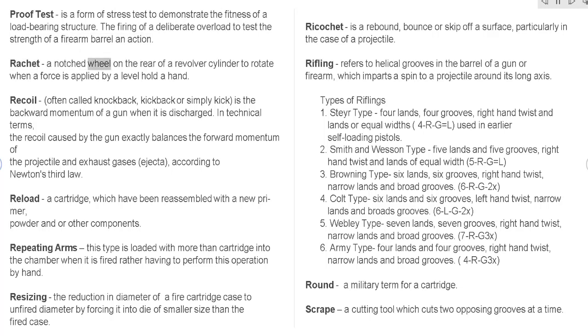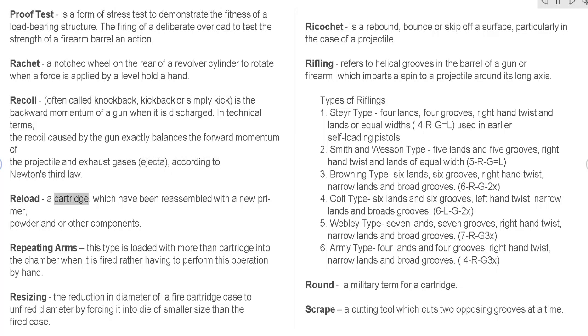Ratchet, a notched wheel on the rear of a revolver cylinder, rotated when a force is applied by a lever or hand. Recoil, often called knockback, kickback, or simply kick, is the backward momentum of a gun when it is discharged. In technical terms, the recoil caused by the gun exactly balances the forward momentum of the projectile and exhaust gases, ejecta, according to Newton's third law.